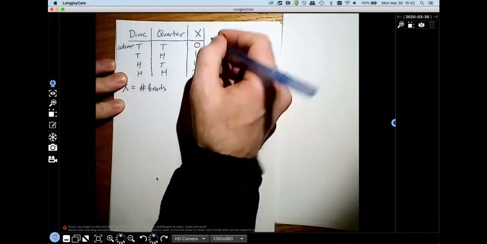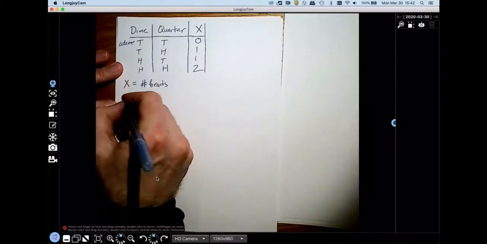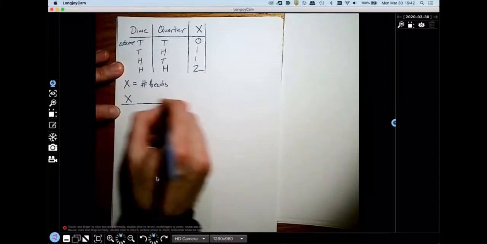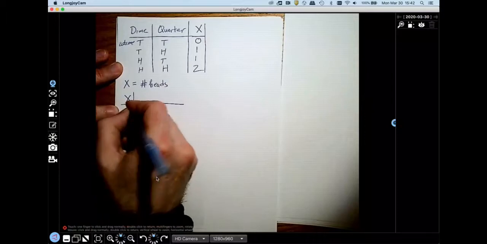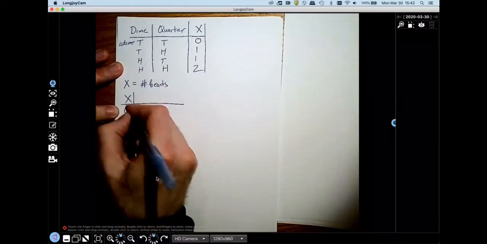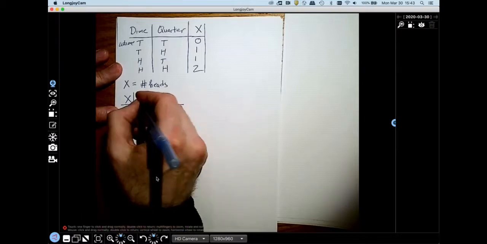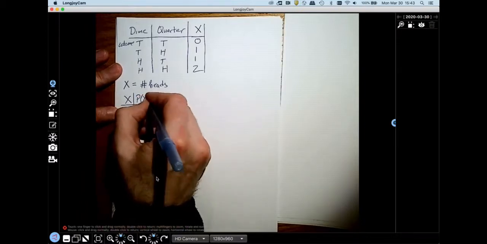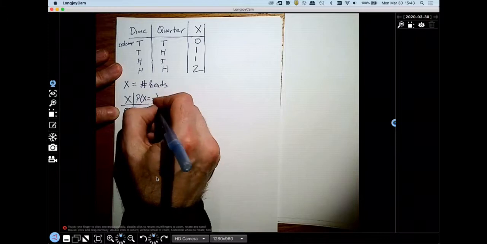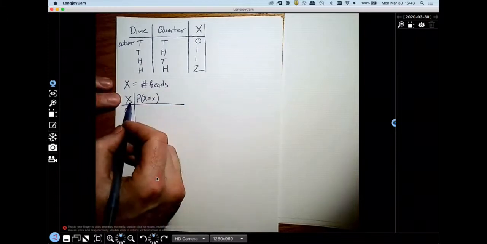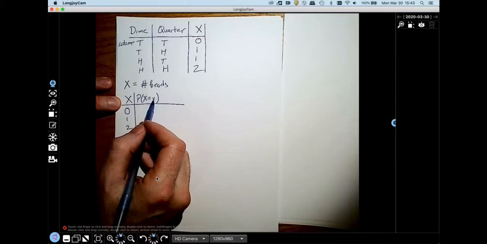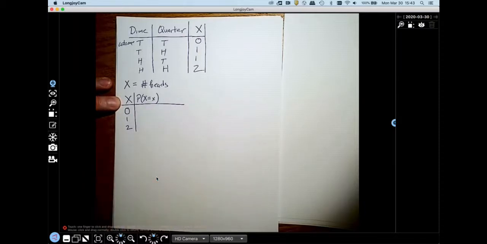So each of these outcomes will have the same probability. In that case, I'm going to make another table and just summarize the possible values of x. So x can equal a value, the way we write this. Big letters are usually random variables. Small letters are specific instances of that random variable.